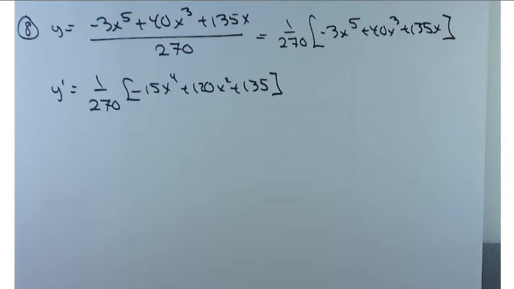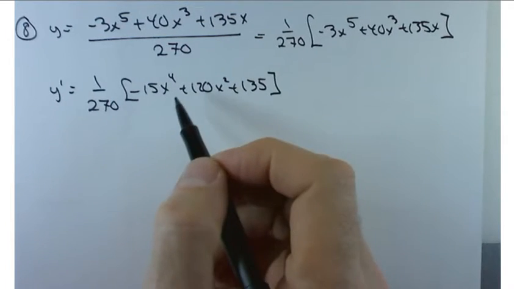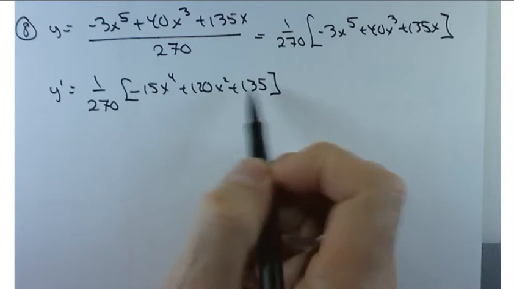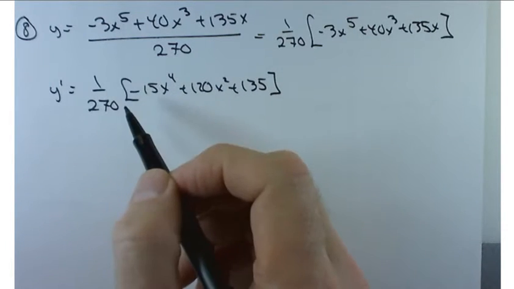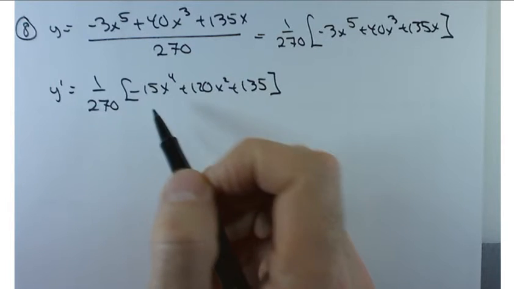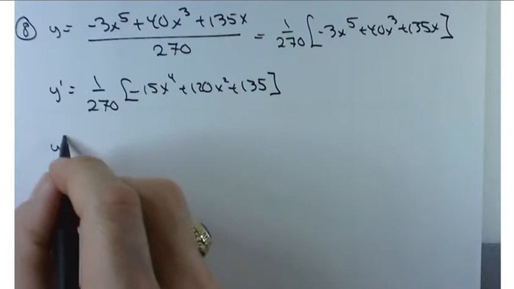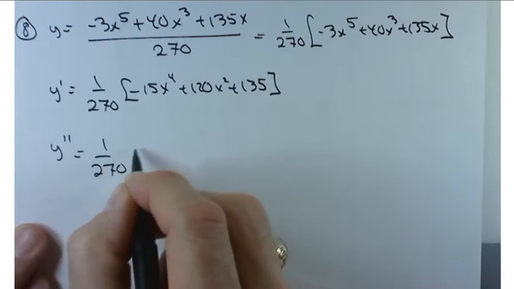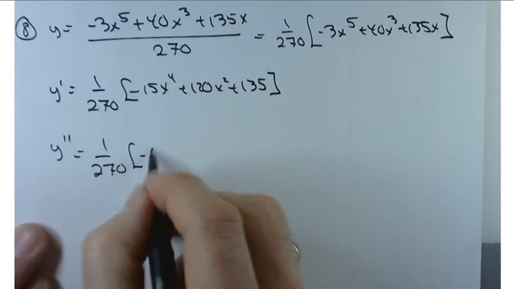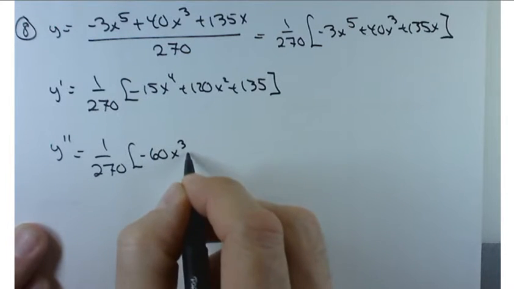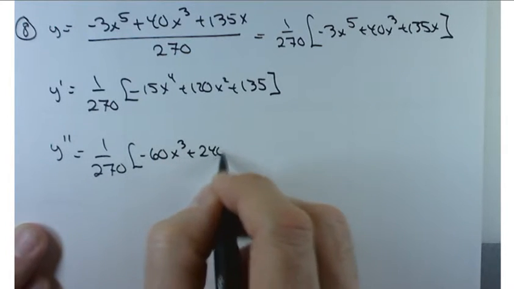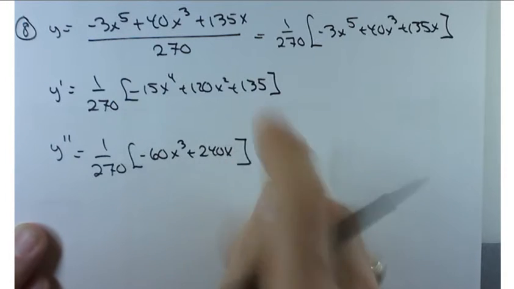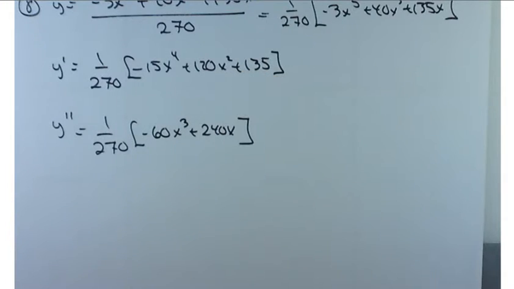We need to calculate the second derivative. I'm not sure if you see it here or not, but all these numbers are divisible by 15, and that can cancel here. Tell you what, let's just hold off on cleaning that up until we get to the second derivative. Y double prime is 1 over 270 times negative 60x to the 3rd plus 240x, and very nicely the 135 drops off. Okay, that's helpful.